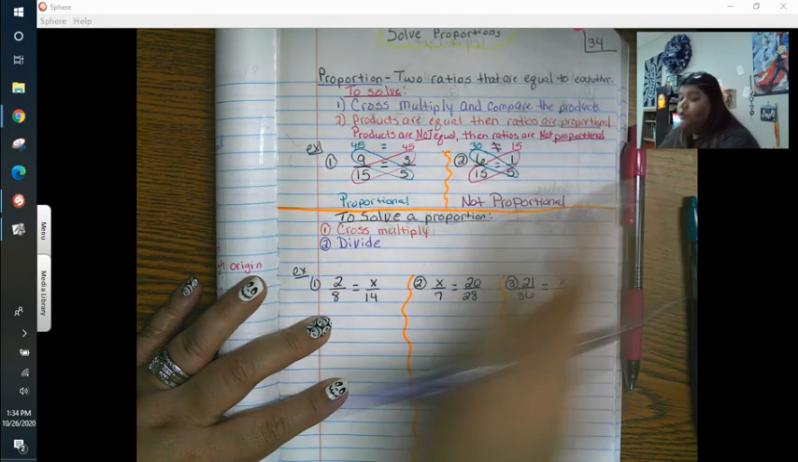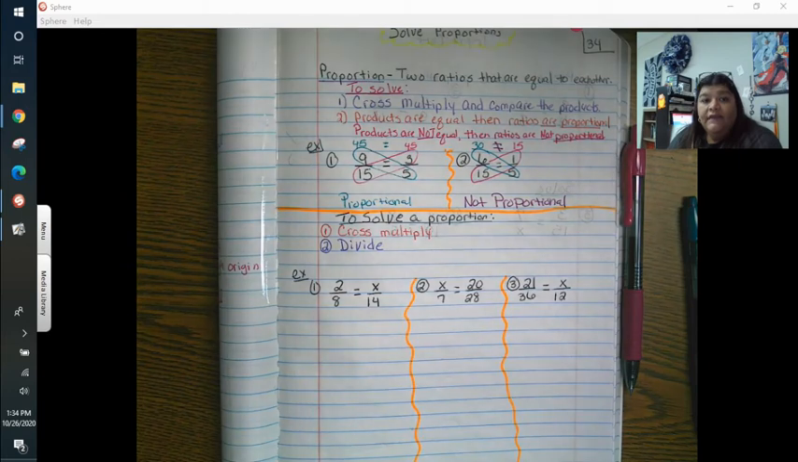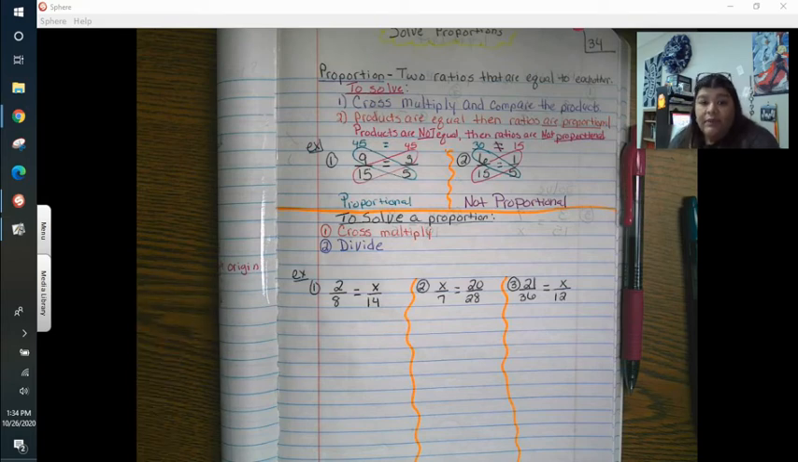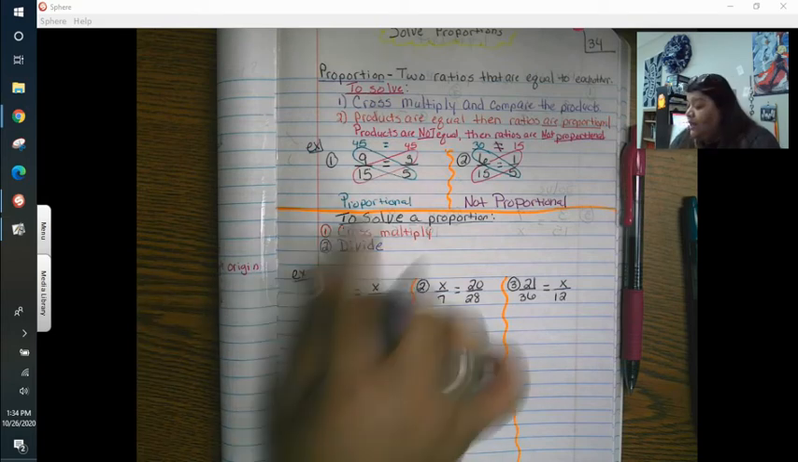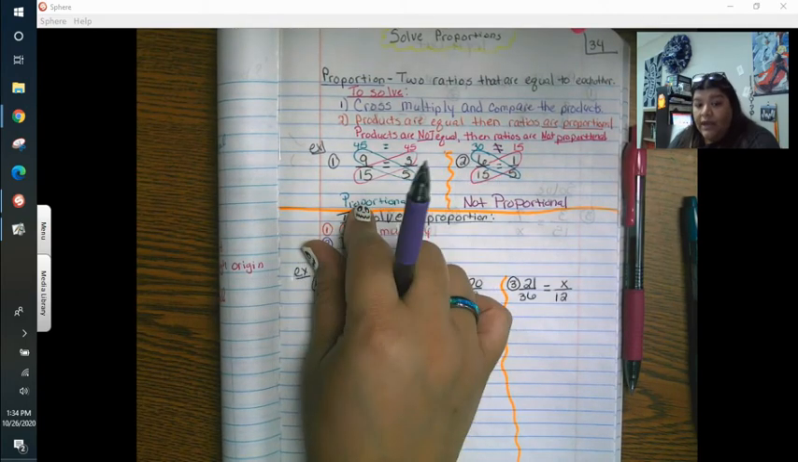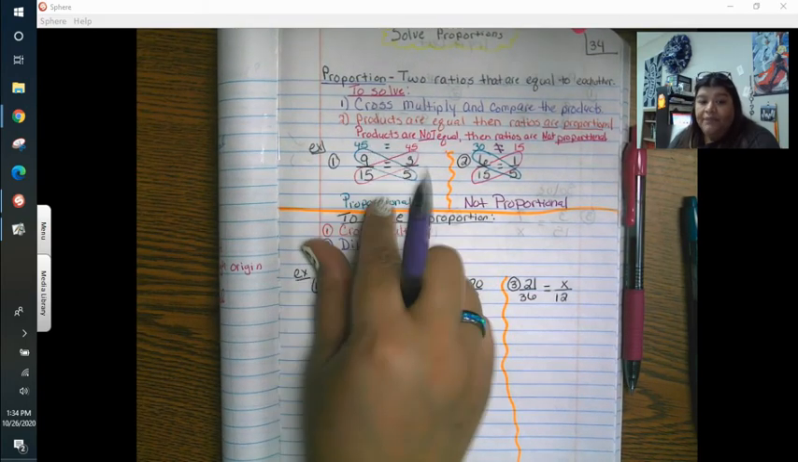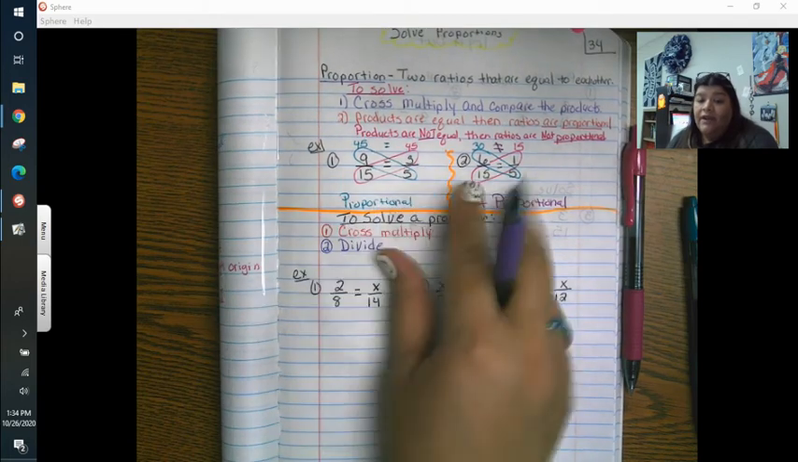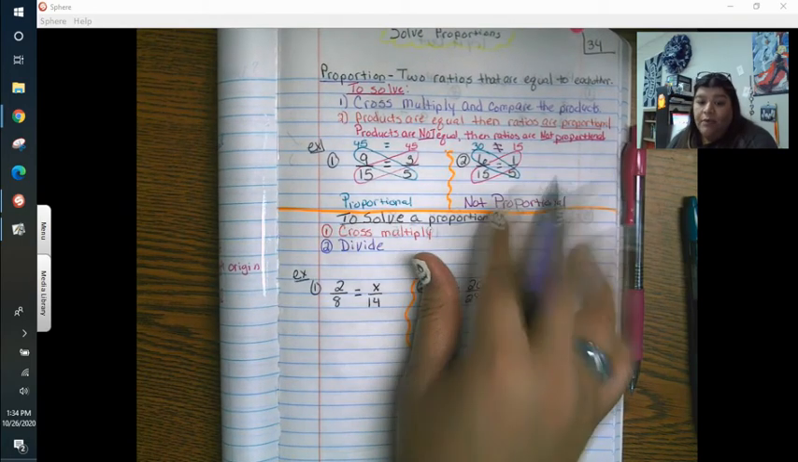Okay? So you'll use this method if you are given a word problem. So if they don't give you a table, they don't give you a graph, you'll have to set up your ratios. Okay? So I set up this ratio, I set up this ratio, we cross multiply. If our products are the same, they are proportional. If they are not the same, then it is not proportional.